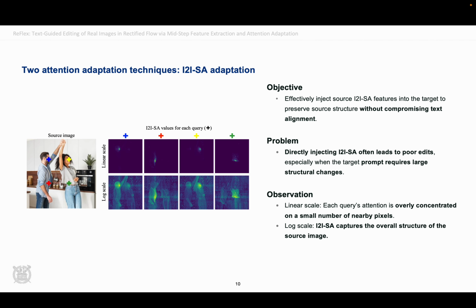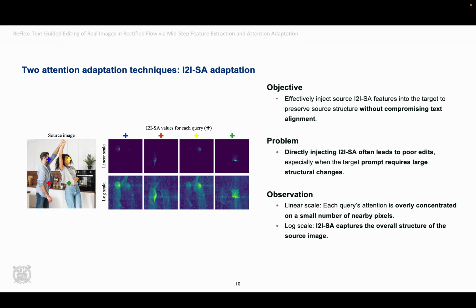The second method is I2I self-attention adaptation. We observe that when the target prompt requires structural changes, directly injecting the source image-to-image self-attention into the target I2I self-attention causes the source structure to be overly preserved, preventing proper editing. To analyze this issue, we visualize the I2I attention maps for 4 queries marked as crosses on the image, using both linear and logarithmic scales.